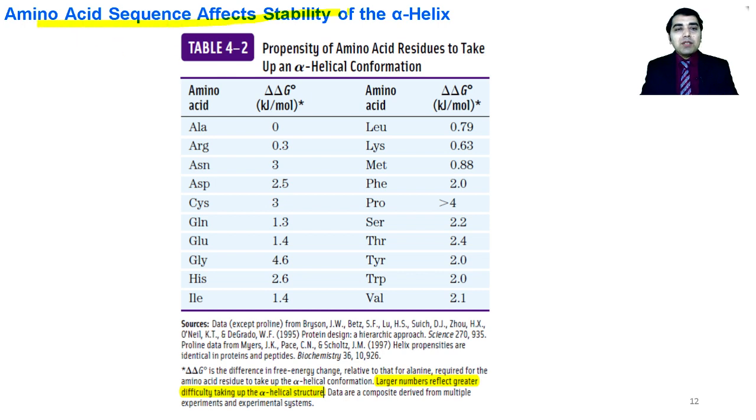Amino acid sequence affects the stability of the alpha helix. These are different amino acids arranged with respect to differences in their Gibbs free energy. The higher the Gibbs free energy, the lower is the tendency of the amino acid to form the alpha helix. For example, glycine has a Gibbs free energy of 4.6, and alanine has the least, 0 Gibbs free energy, so it has a high tendency to make the alpha helix.